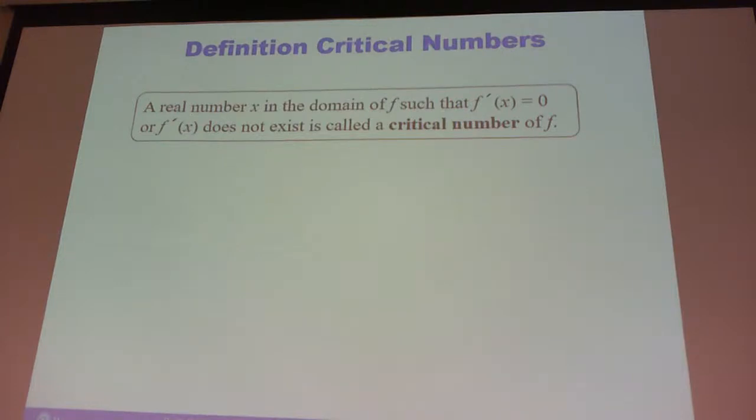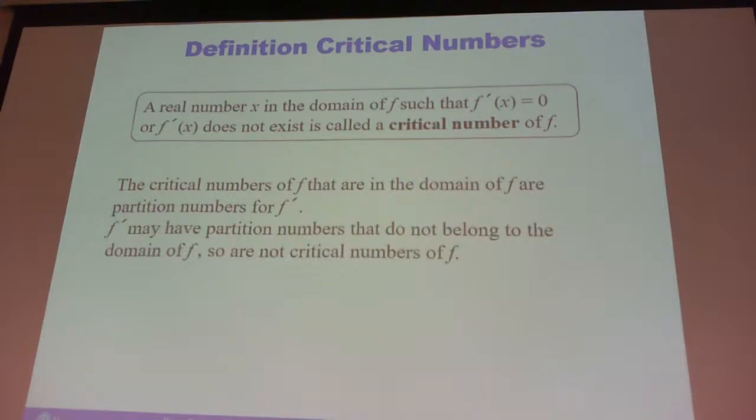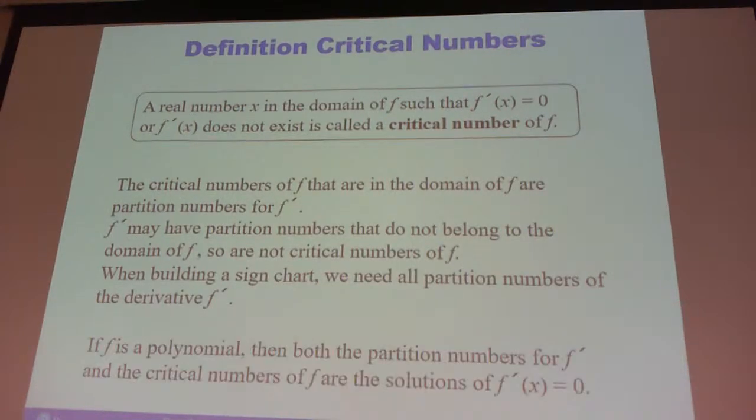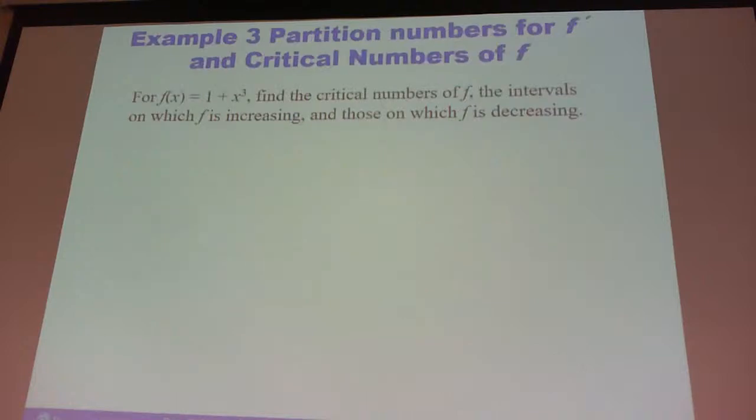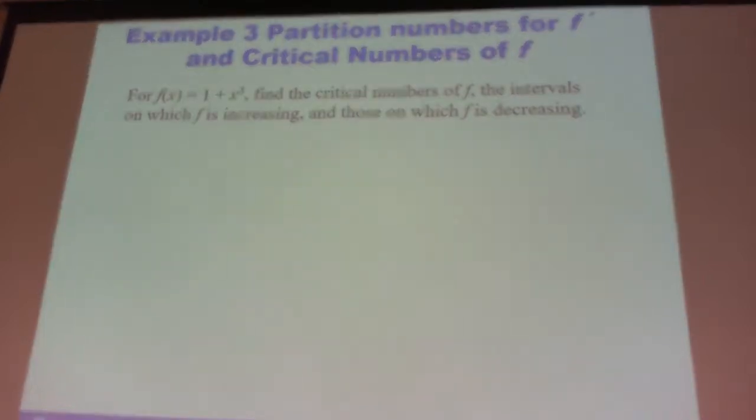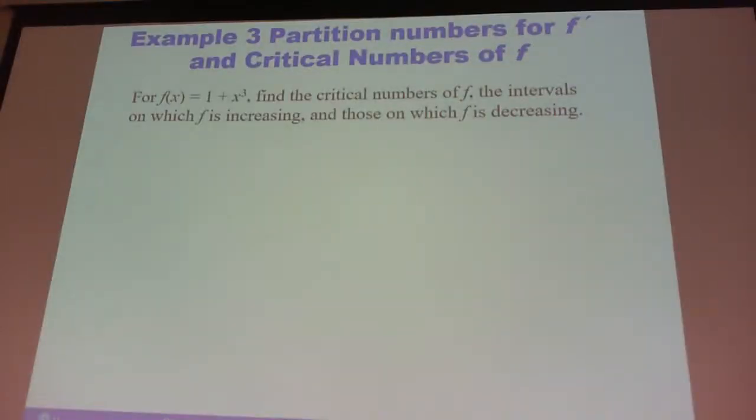Now, bottom line, critical numbers. How do you find the critical numbers? It's where the derivative equals 0. That's where we can find these highs and lows. The sign chart just helps you for increasing and decreasing. So here's your first one. We have f of x equals 1 plus x cubed. Find the critical numbers. How do you find the critical numbers? Take the derivative, set it equal to 0, and solve.